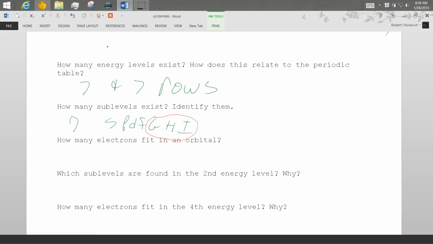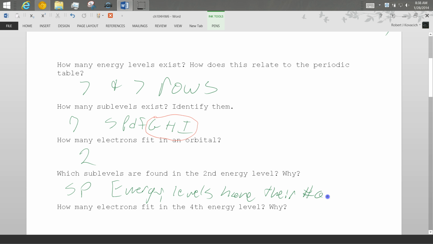How many electrons fit in an orbital? 2. Just 2 electrons per orbital. And which sublevels are found in the second energy level and why? S and P, because they're the first 2 sublevels. Energy levels have their number of sublevels. So if I'm looking at energy level 4, there are 4 sublevels in energy level 4. Energy level 1 only has 1 sublevel in it. So whatever number the energy level is, that's the number of sublevels that it can fit.